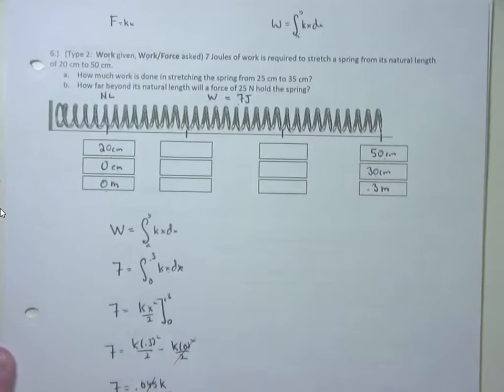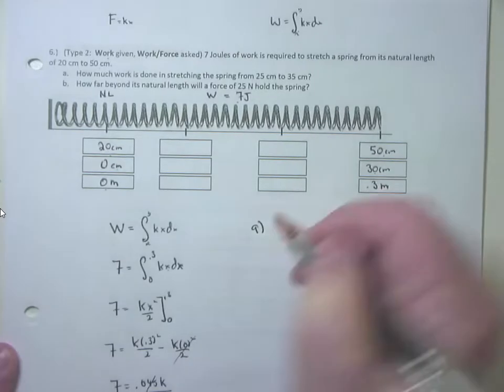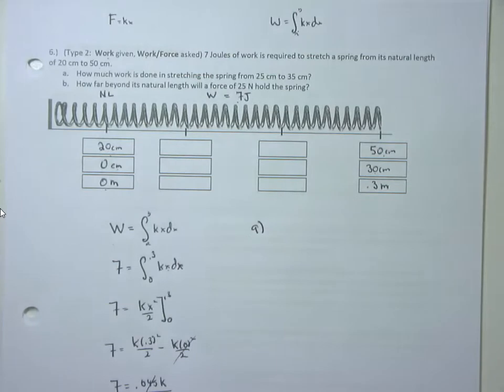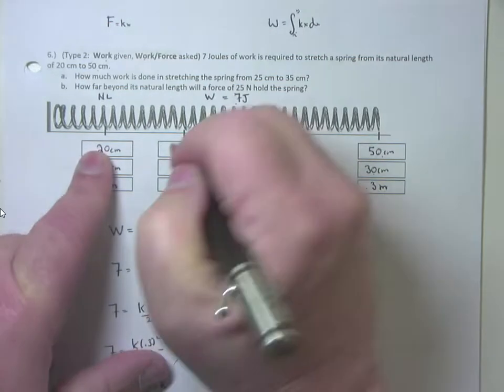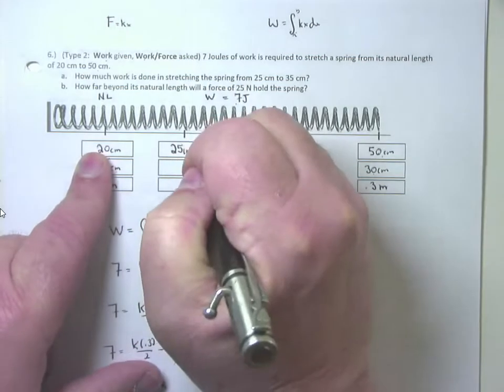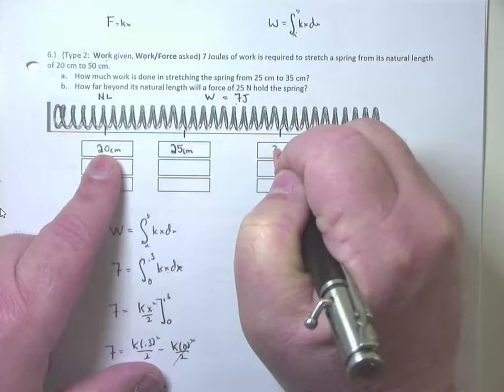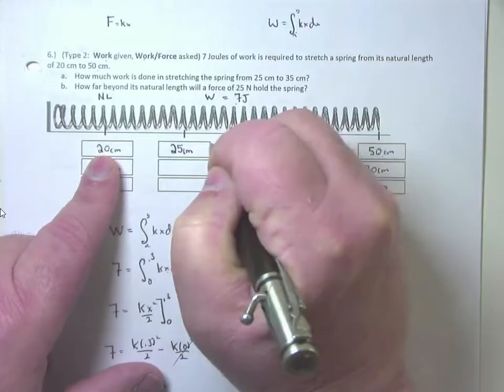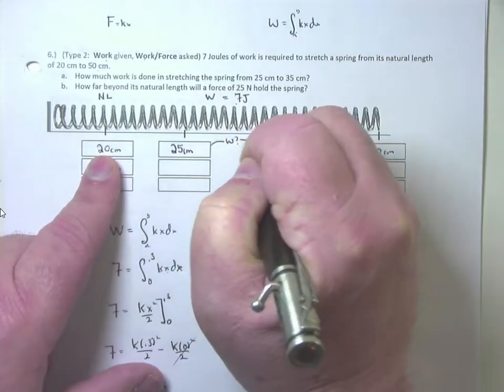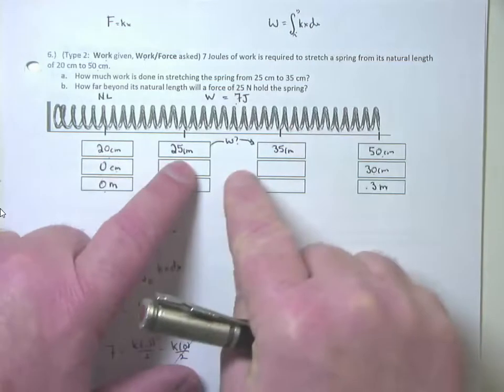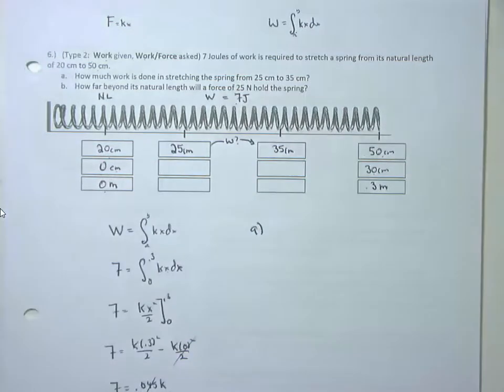Now, let's go and answer the questions. There's a Part A question here. Part A asks you this. How much work is done in stretching a spring from 25 centimeters to 35 centimeters? So if this was 20 centimeters, here is your 25 centimeter mark. Here is your 35 centimeter mark. And the question is, how much work is done in stretching a spring from 25 centimeters to 35 centimeters?